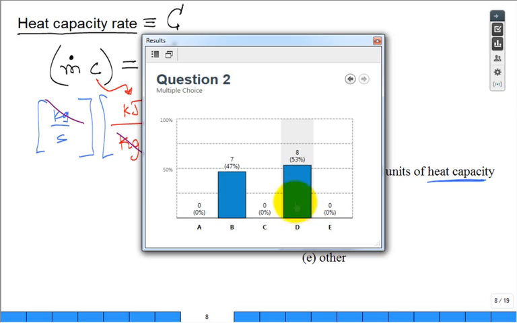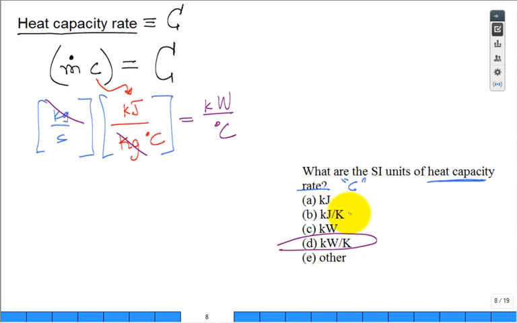D. Okay. A lot of people went for kilojoule. Oh, they forgot that second, didn't they? That's what they forgot, right? That's what they missed. Okay.